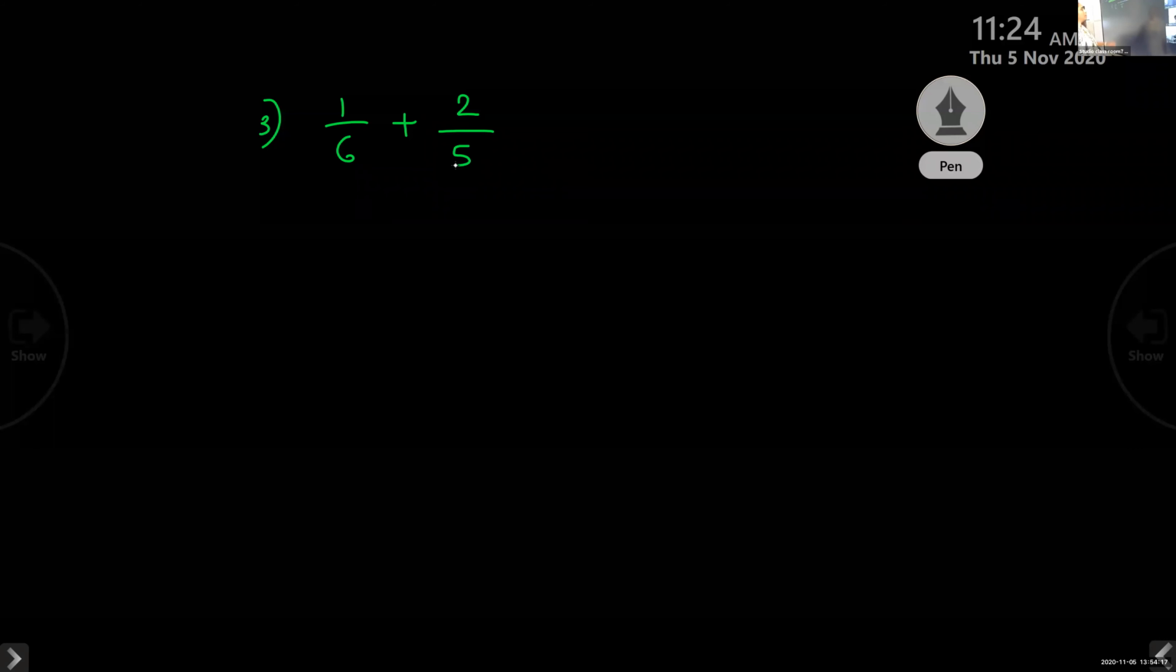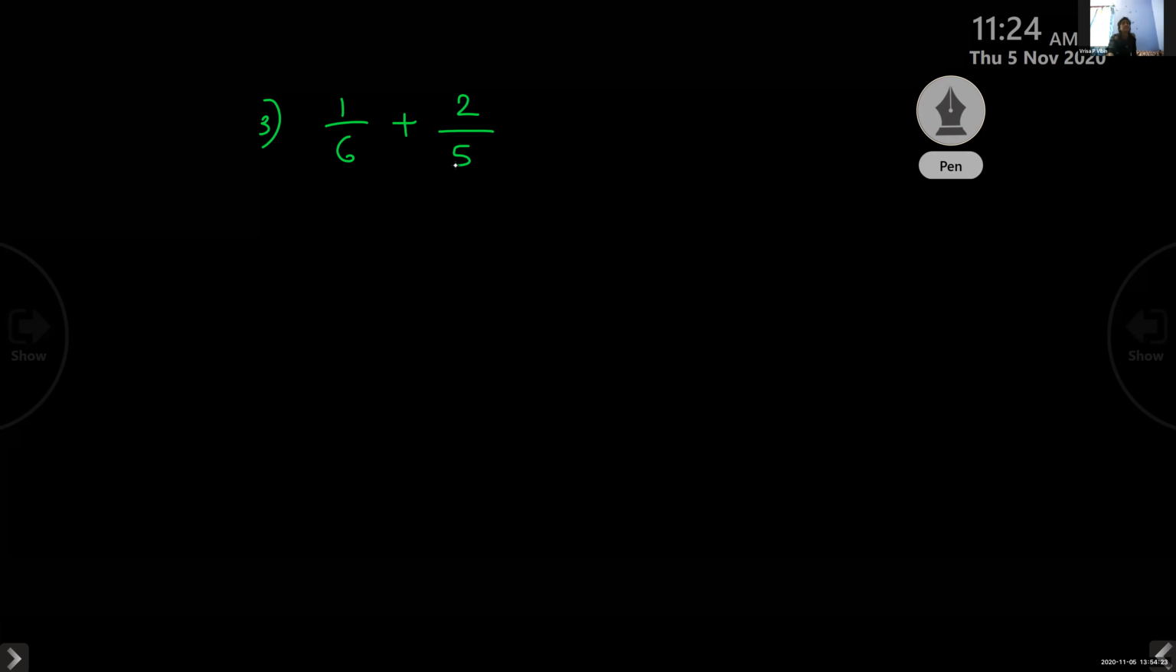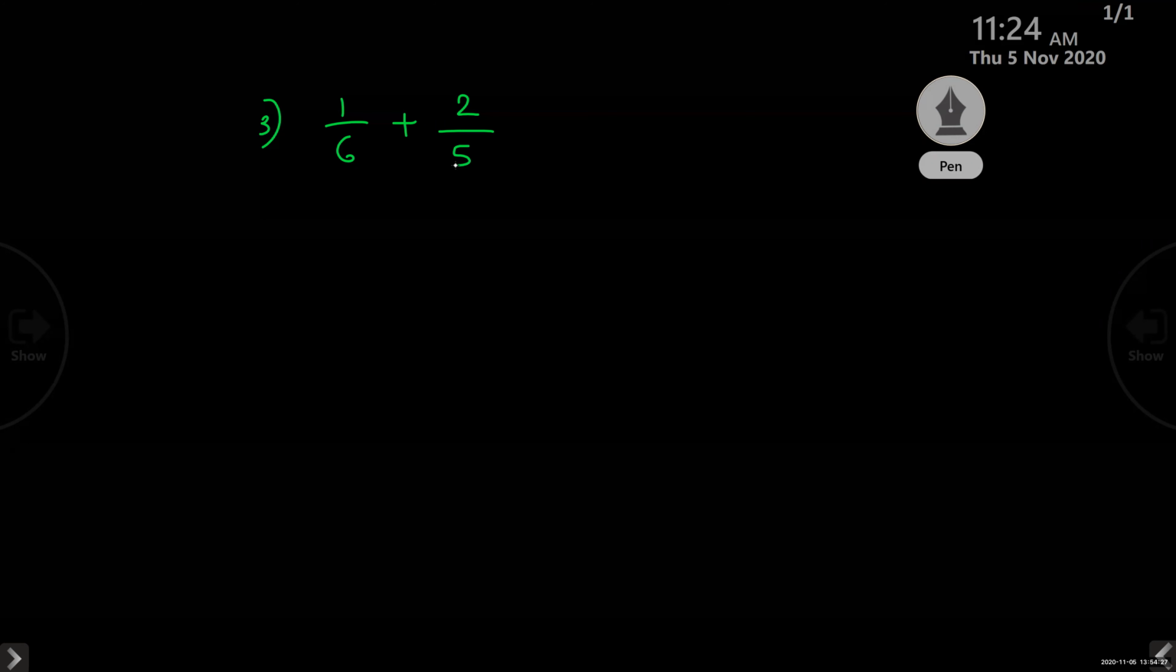Okay, children, what is your first step? To check the denominator. You always forget that. What is your first step? Watch the denominators. What did you observe in the denominator? Not the same. So what is your next step? Find the LCM, because we need to make it the same.